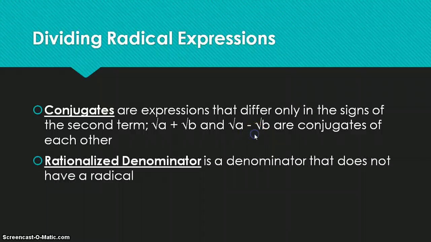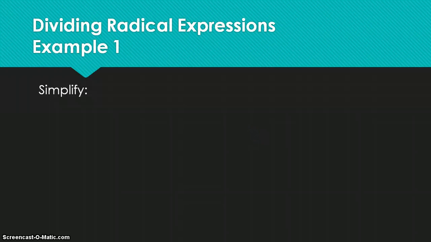Another term you'll hear me say is rationalized denominator. That's a denominator that does not have a radical. The first example we're going to look at is 12 divided by radical 3, or square root of 3.